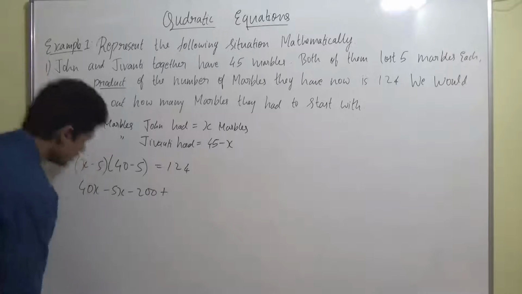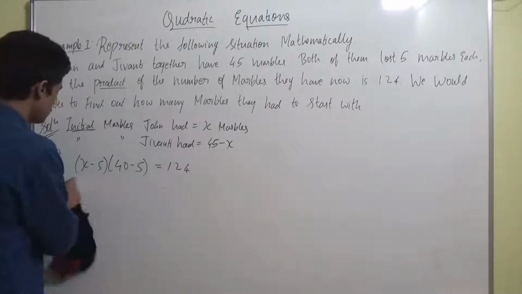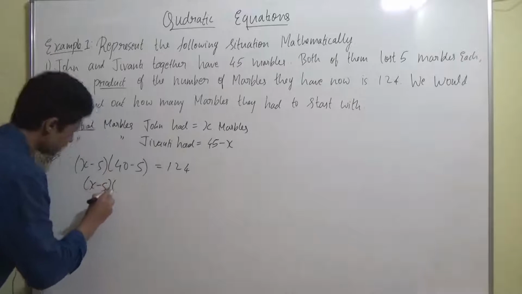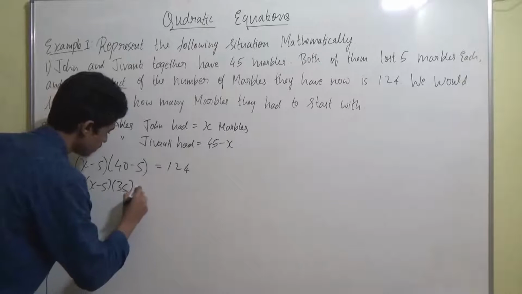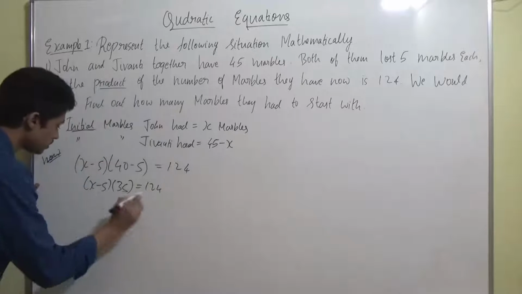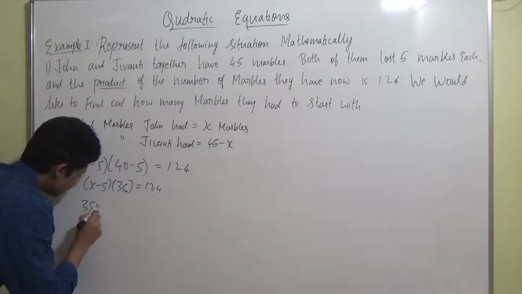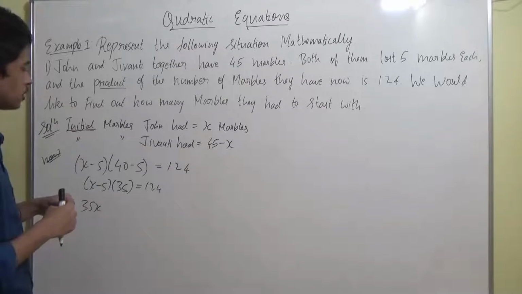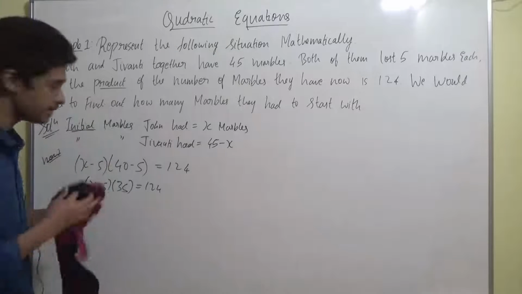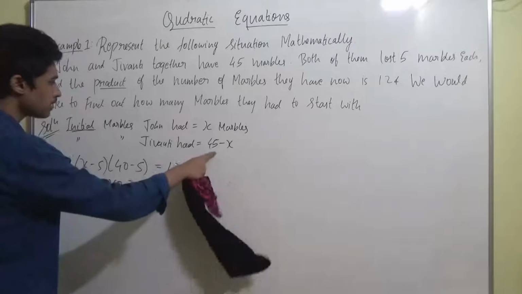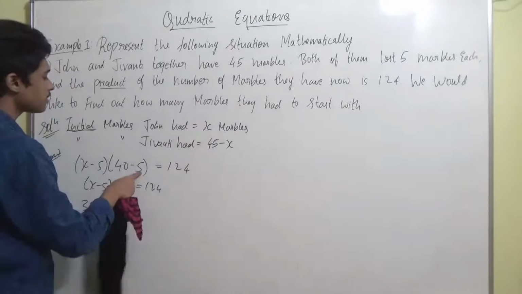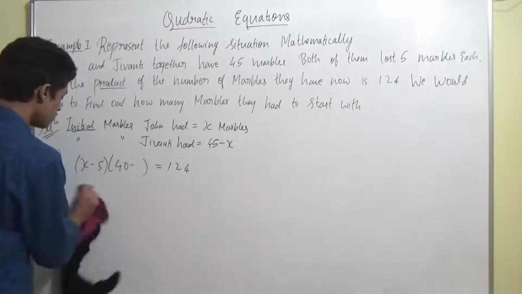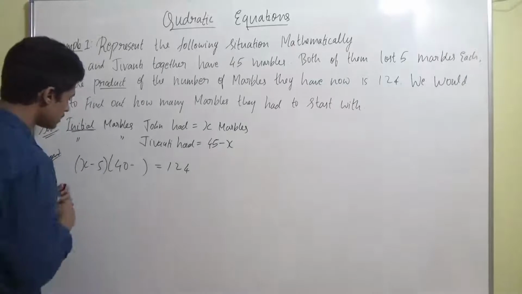Okay, we'll do one thing, guys. One minute. So we'll do it like this: (40 - x)(x + 5) = 124. If you multiply, it becomes 35x, right? Oh, am I doing it correctly? Okay, there's a small mistake which I made. What is that mistake? Here I should have written 40 minus x, right? I have written 40 minus 5. See guys, a small mistake can change the entire answer.